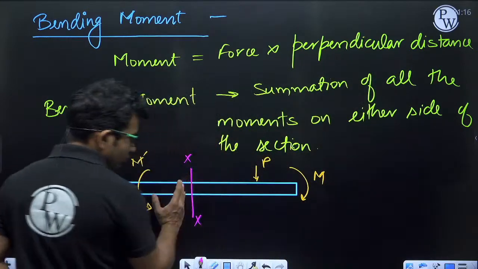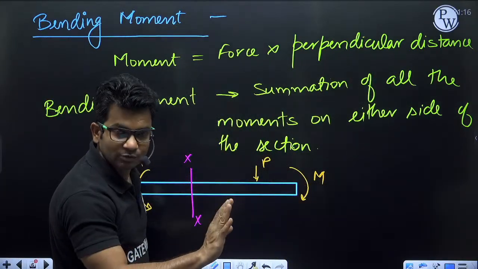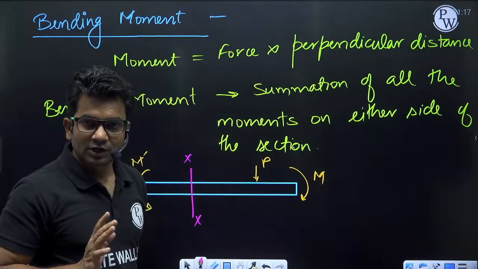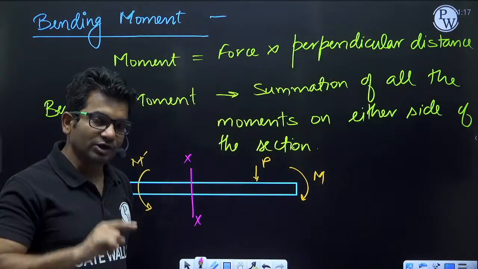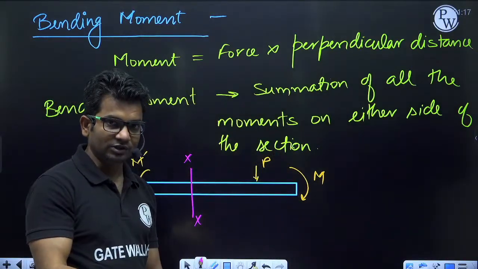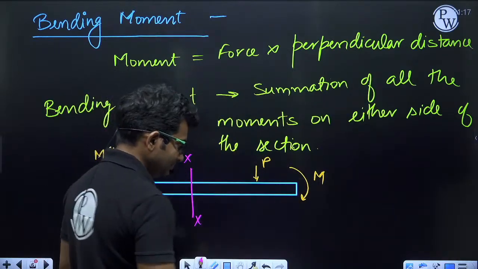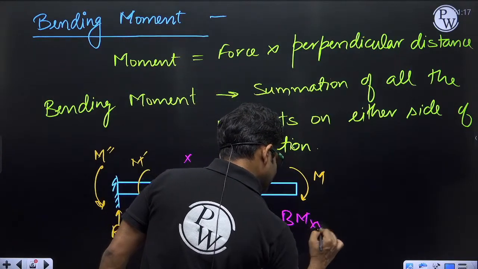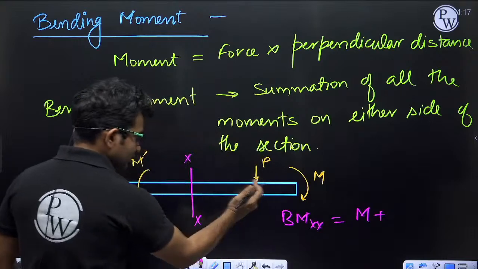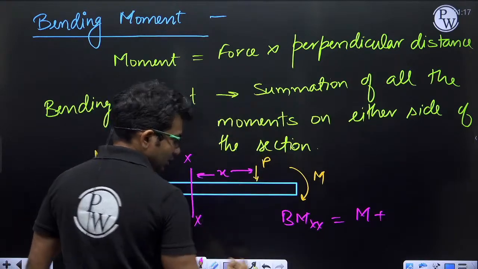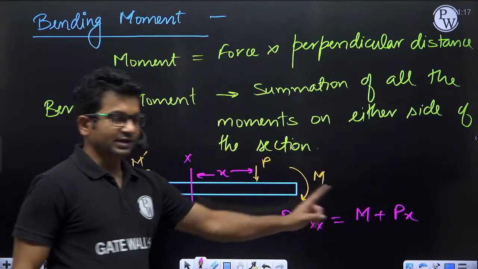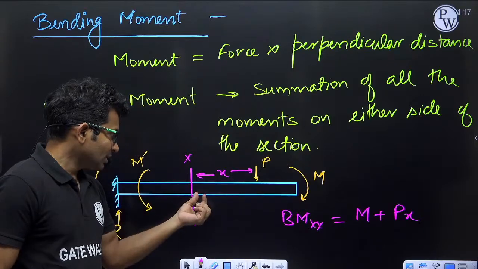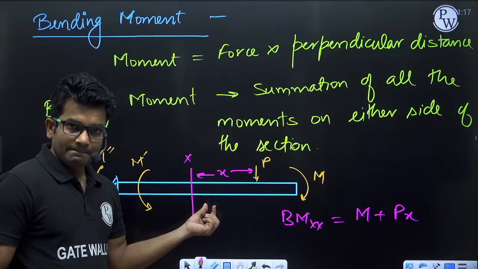So how to do the summation of moment? If a moment is given, it is directly the moment, so there is no need to multiply by any distance. So the bending moment at XX will be equal to M plus force into this distance. Let us say this distance is x, so it will be P into x. Clear? So if I calculate from this side, it will be M plus P into x, right?